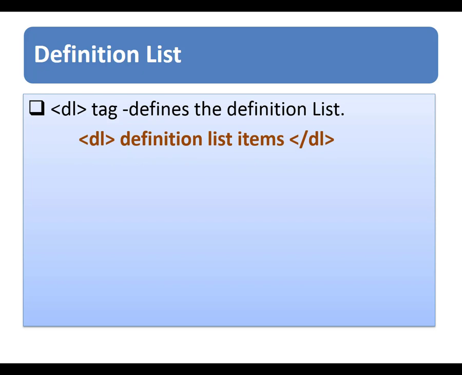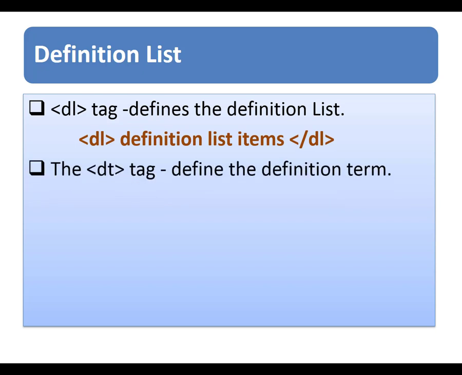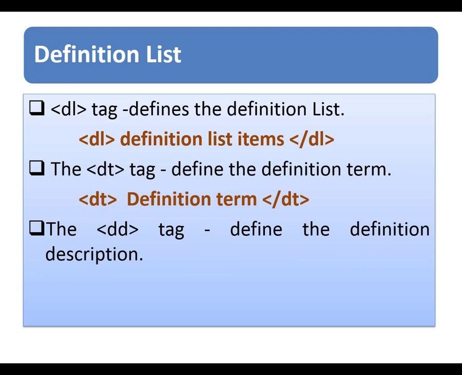The syntax of the DL tag is opening and closing DL tag, and the definition list items come within it. Inside the DL element, you can usually see a pair of DT and DD elements. The DT tag is used to contain the term being defined, that is the definition term, and the DD tag defines the content of the definition, also known as the description. The syntax of DT and DD tags is opening and closing DT and DD tags.